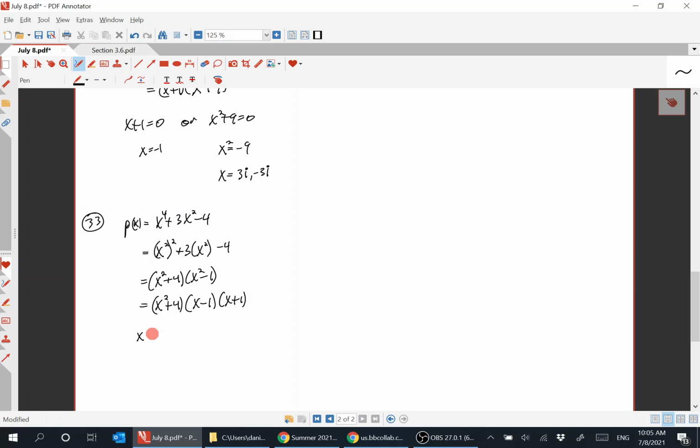So to find the roots, you set x minus 1 is 0, or x plus 1 is 0, or x squared plus 4 is 0. This one tells you x is 1, x is minus 1. This one, x squared is minus 4. So x is 2i and minus 2i. And we don't seem to be getting roots other than that sort.